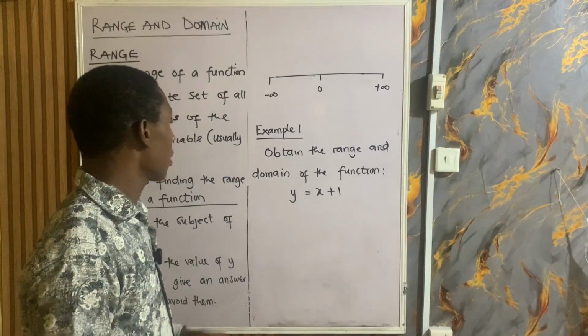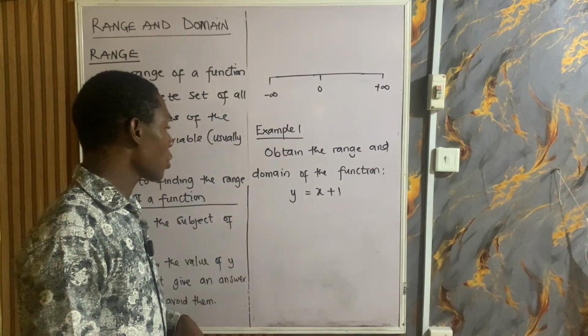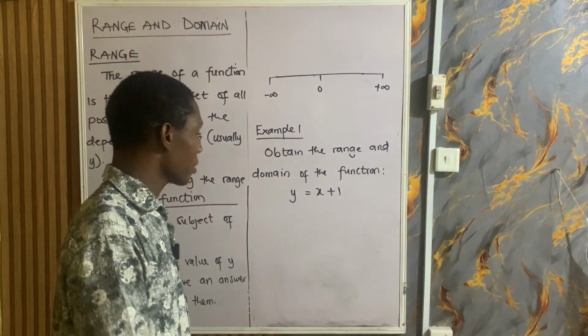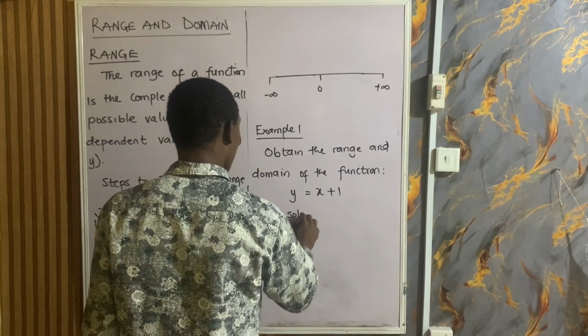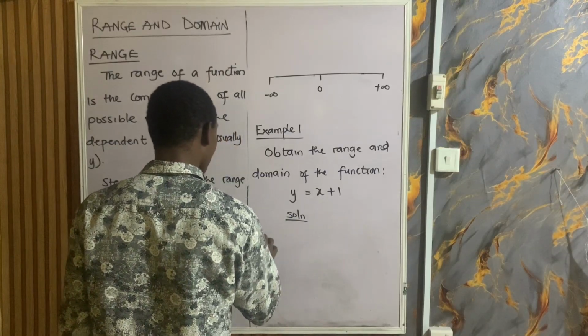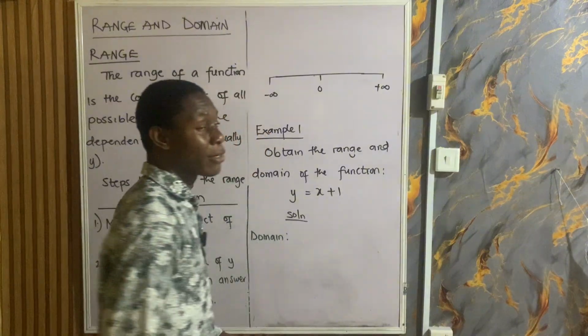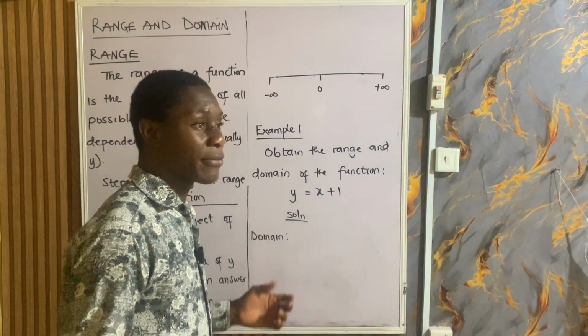Example 1. Obtain the range and domain of the function y equal to x plus 1. So let's solve this now. Let's take the domain firstly. Now remember again that domain talks about all possible values of x or the independent variable.